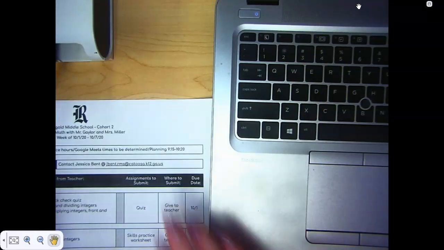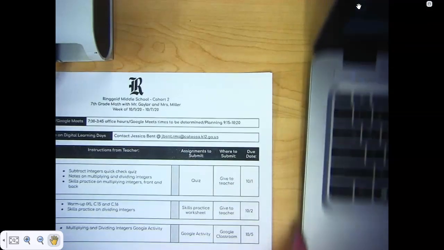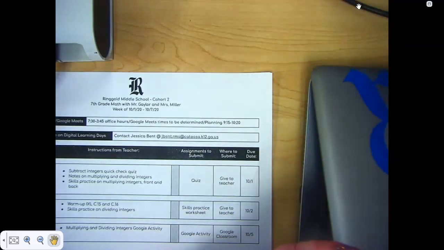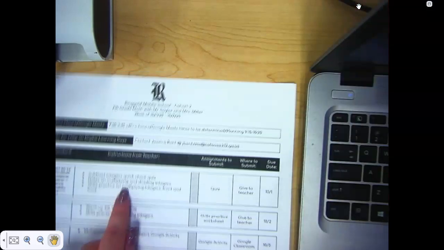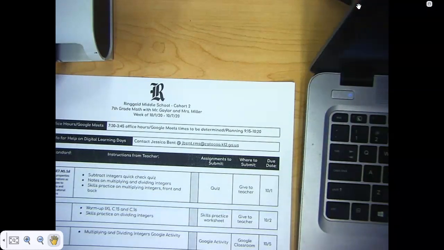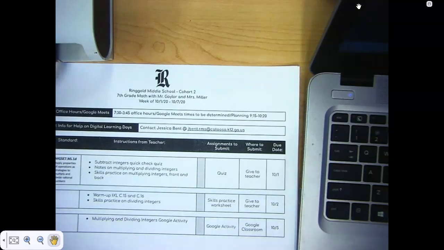So this morning you got a handout with your assignments for this school week, starting today. We took a quick subtracting integers quick check quiz. Most of you did really well on that. Good job. I could tell you were doing your at-home work, and that really helps when you do the work that you are supposed to do at home. It helps you keep up.